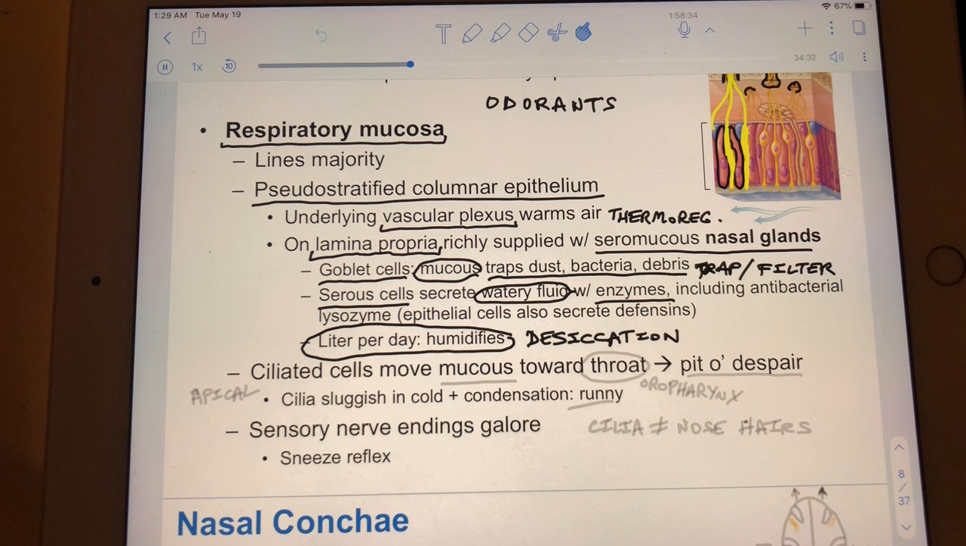Okay? You hopefully know that about 98%-ish of the time, pseudostratified columnar epithelium will feature cilia on its apical surface, and the respiratory mucosa is no exception, okay? These cilia help to guide that mucus, that seromucous, thin, right, toward not just the throat, but we'll soon find out the oropharynx. Okay, so that we can swallow it on purpose.